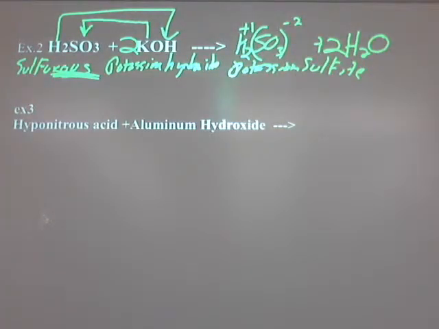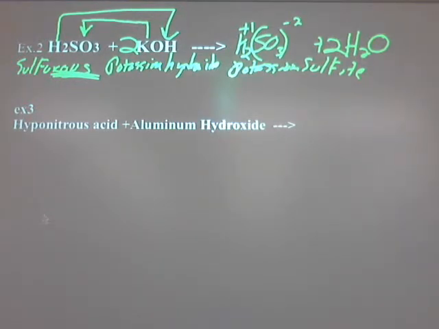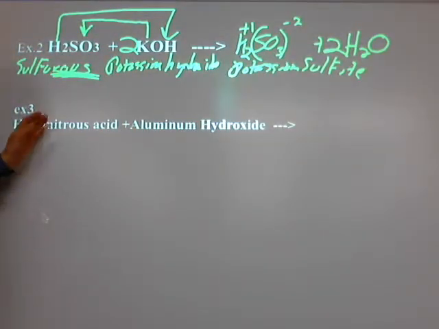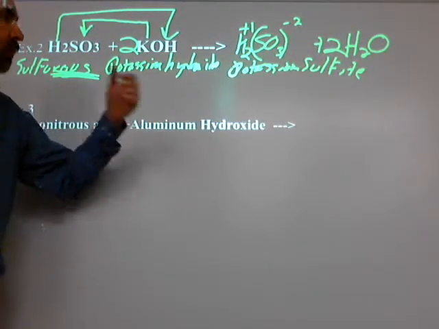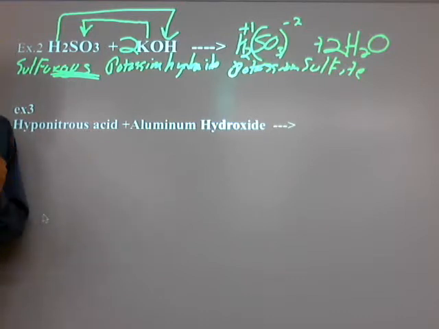You know what that something is? Don't try completing the word equation first. Because here's what you'll get if you try to complete the word equation first: hyponitrous acid plus aluminum hydroxide, aluminum acid plus hyponitrous hydroxide. That's exactly what people will write. It makes absolutely no sense, and when you try to write the formulas for it, you realize you can't do it. So let's write hyponitrous acid first.